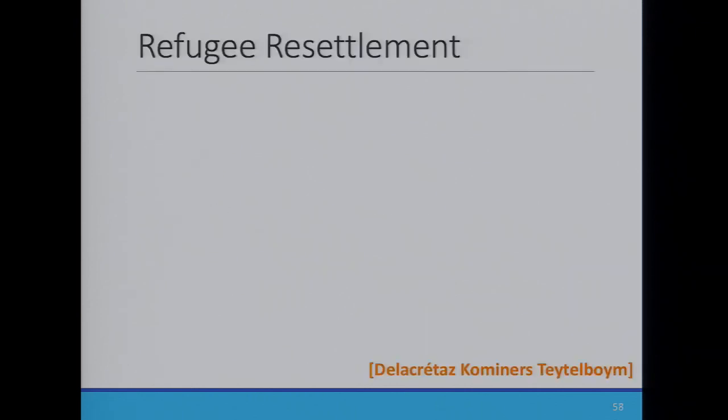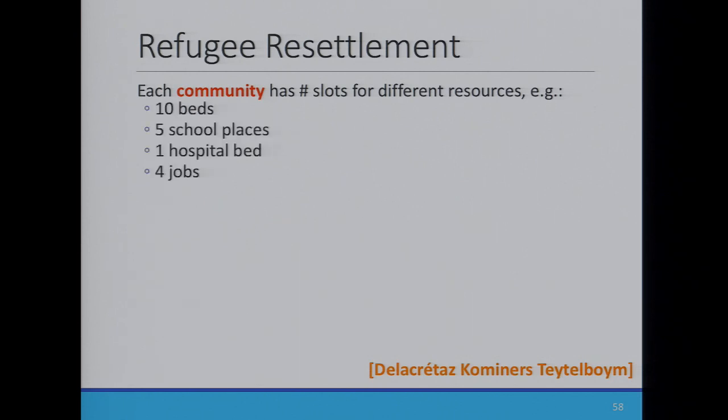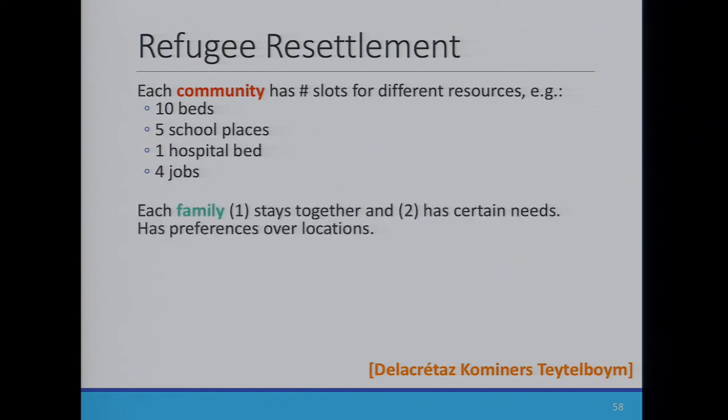Okay. So for example, here's a problem in refugee resettlement. Every community has different slots. So maybe as a community, I have 10 beds, 5 school places, 1 hospital bed, 4 jobs. And every refugee family wants to stay together. They also have certain needs. If they have students, they need to be in the schools. If they have someone who's sick, they need a hospital bed. And they have some preference over the locations.